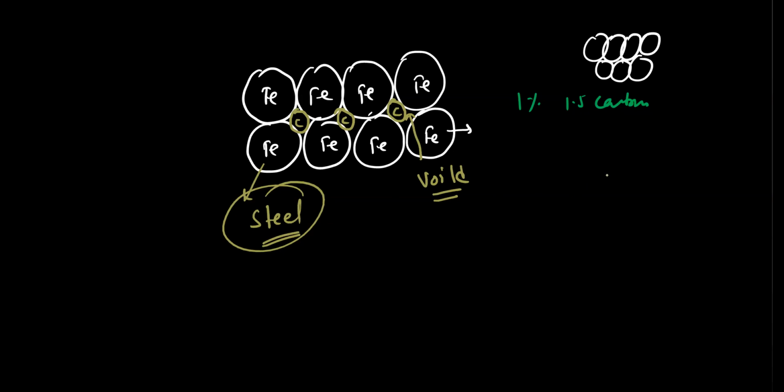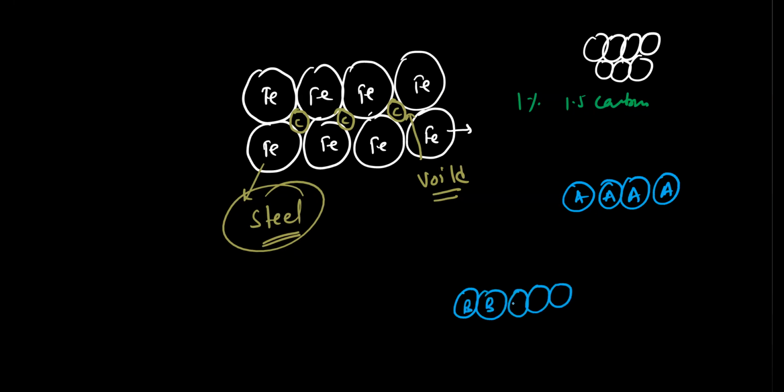Similarly, if we know that there are two atoms of an element and there is a force of attraction, for example, if I have these A atoms, and there is another element, B, which has B atoms. We know there is a force of attraction between A and A, and there is also a force of attraction between B and B. But the atoms of A and B do not like each other.